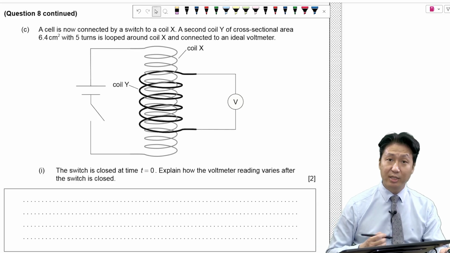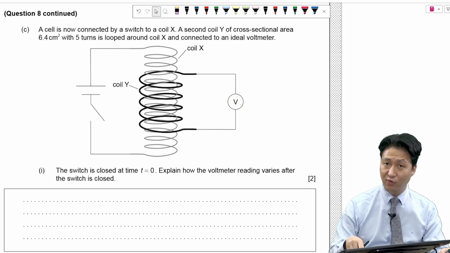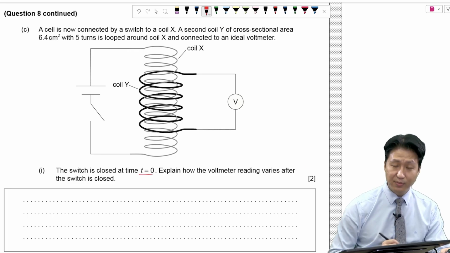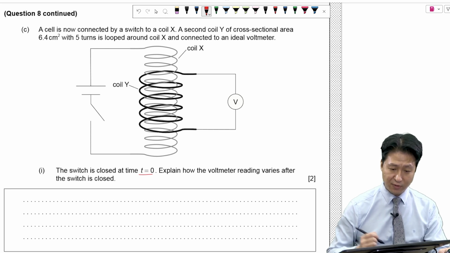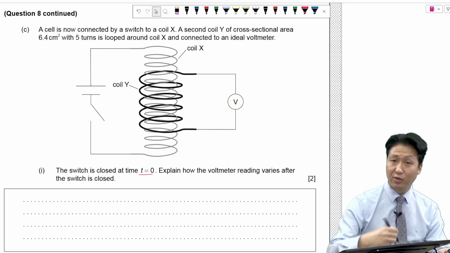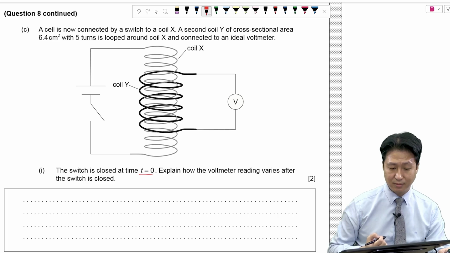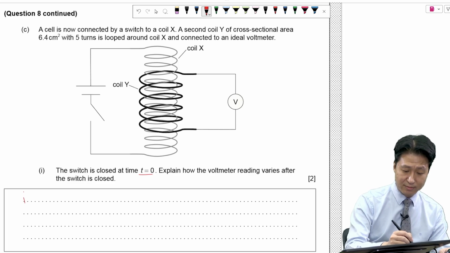In part C, a cell is now connected by a switch to a coil X. A second coil Y of cross-sectional area of 6.4 square centimeters, with 5 turns, is looped around coil X and connected to an ideal voltmeter, as so. The switch is closed at time t equals 0. Explain how the voltmeter reading varies after the switch is closed. So first, we have this source of EMF, we have a switch here, and there is no current at the beginning. Closing the switch creates a current. So initially, the voltmeter says 0.